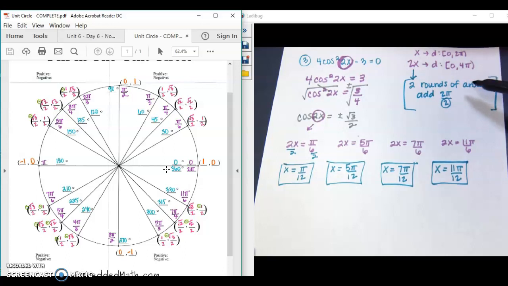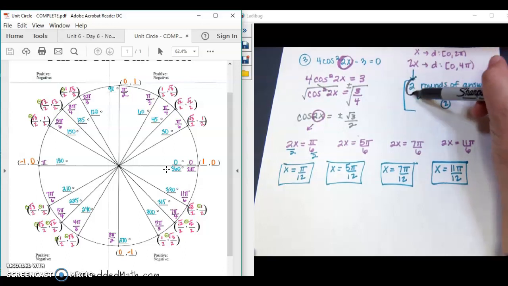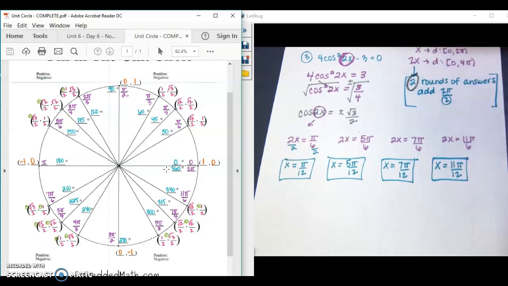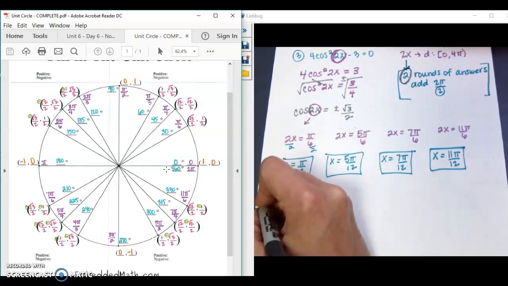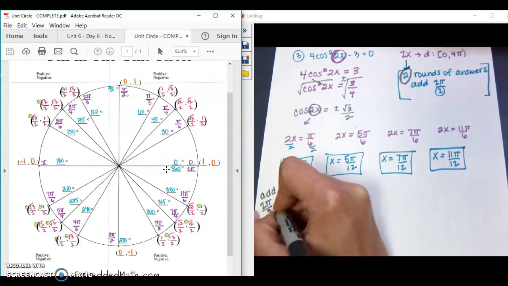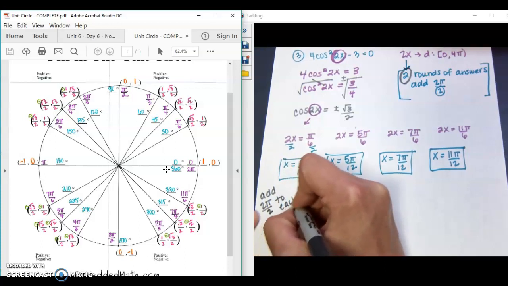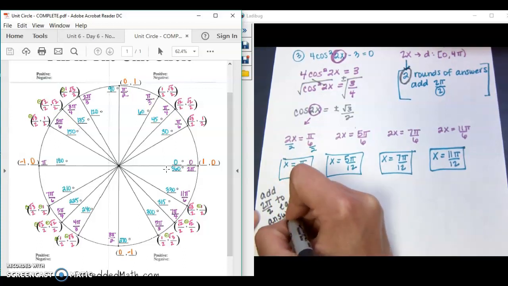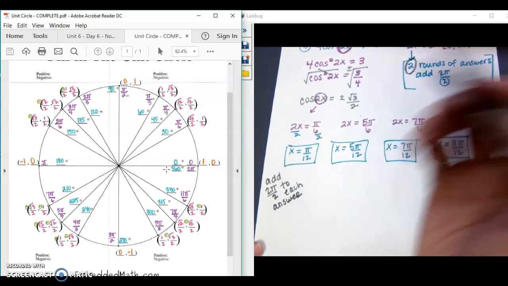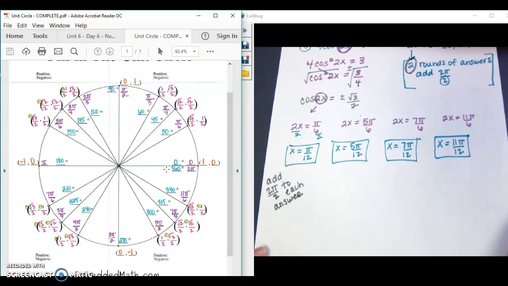Up here we already kind of wrote some information. So we're doing 2 rounds of answers. We already have 1. We're adding 2 pi over 2. The 2 came from because it was 2x. Okay, so to get our next round, we're going to add 2 pi over 2 to each answer. Okay, 2 pi over 2 is pi, so if you want to just think about pi, that's fine, or you can do 2 pi over 2, it doesn't matter.